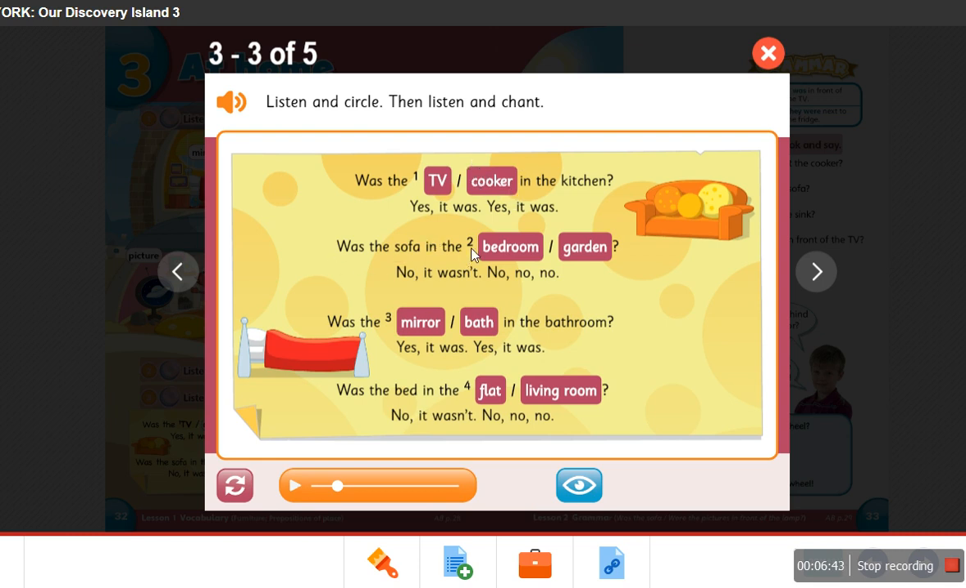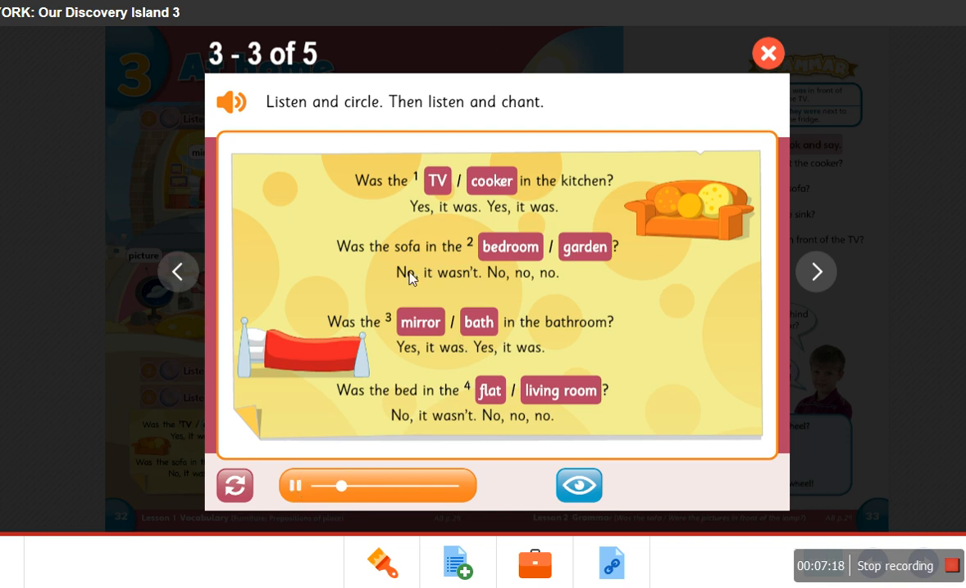Was the sofa in the bedroom or garden? I want you to listen carefully and tell me the correct answer. No, it wasn't. Was the mirror or the bath in the bathroom? Yes, it was. Was the bed in the flat or in the living room? Which one? No, it wasn't. So decide and tell me, after you listen, which ones are the correct answers.